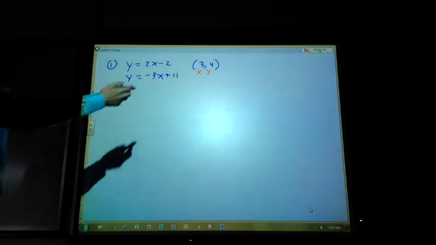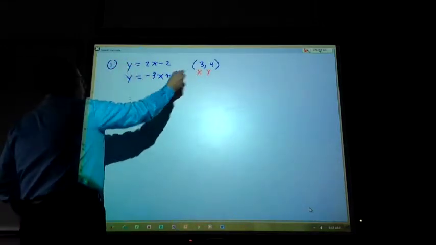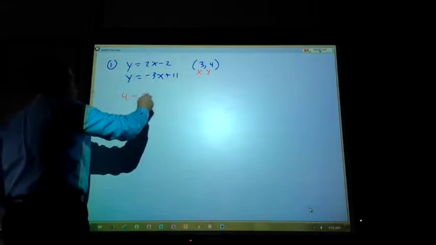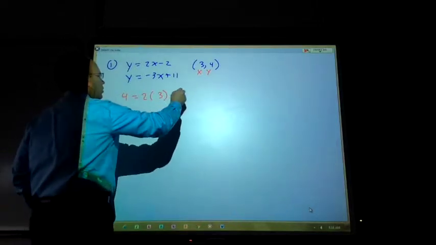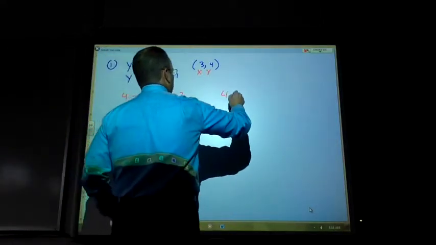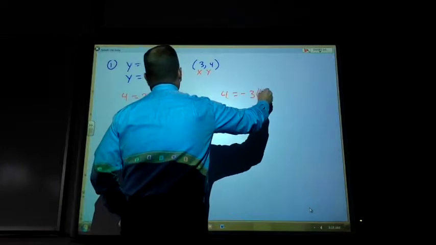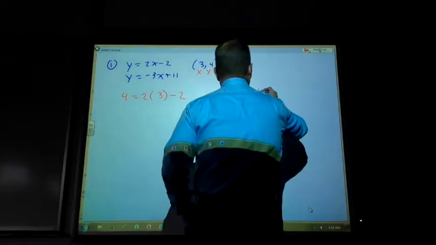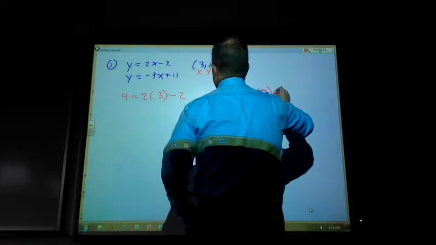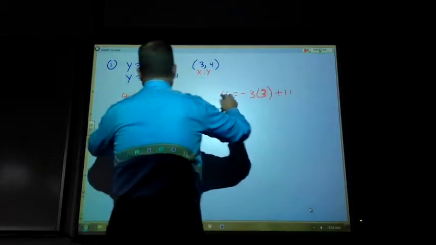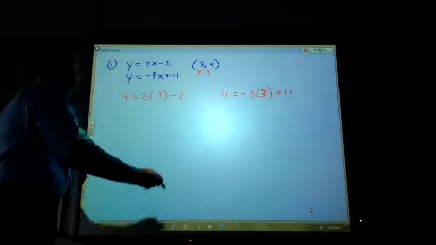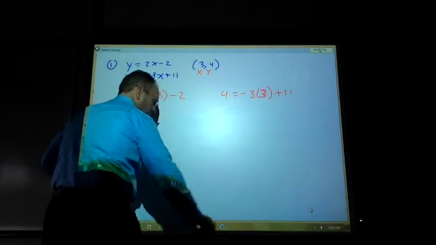All right, so we're going to plug this in. So I'm going to go 4 equals 2 times 3 minus 2. And then the other one is going to be 4 equals negative 3 times 3, plus 11. Okay. So what happened here was this.